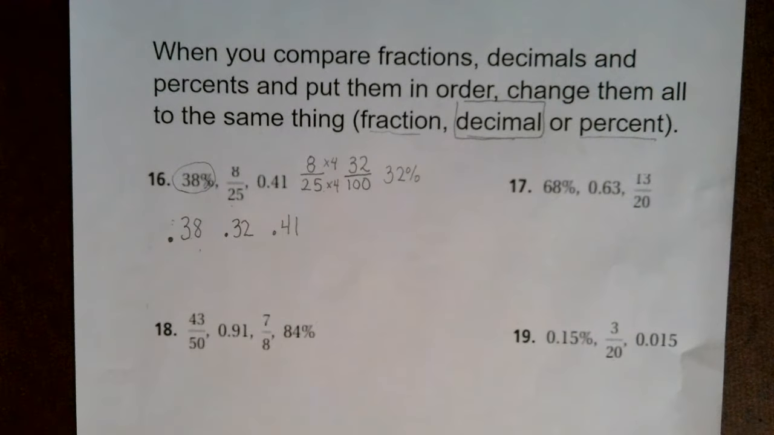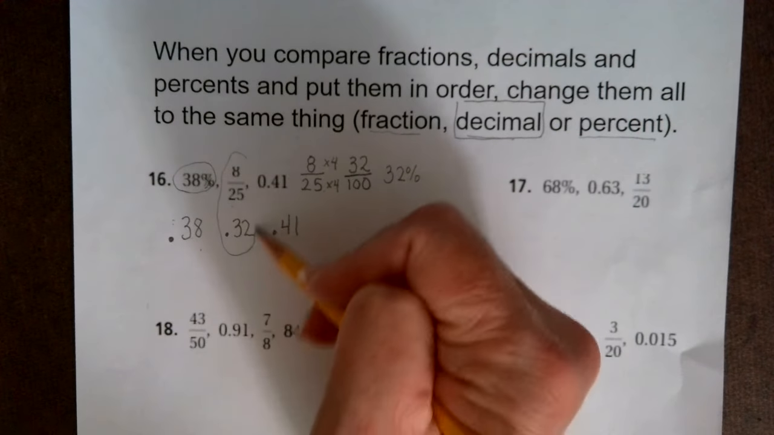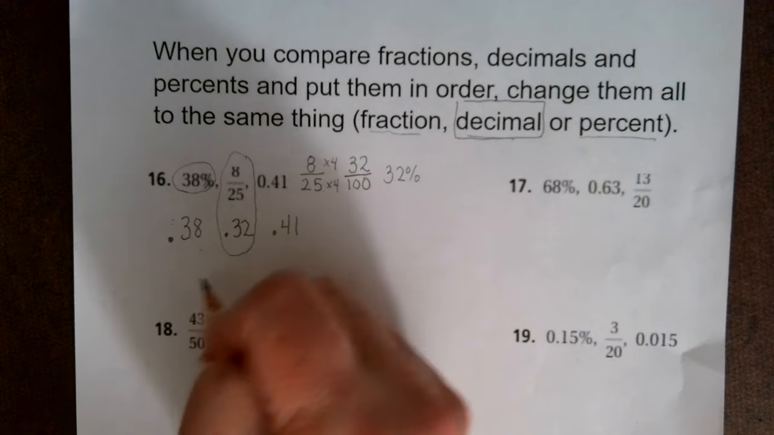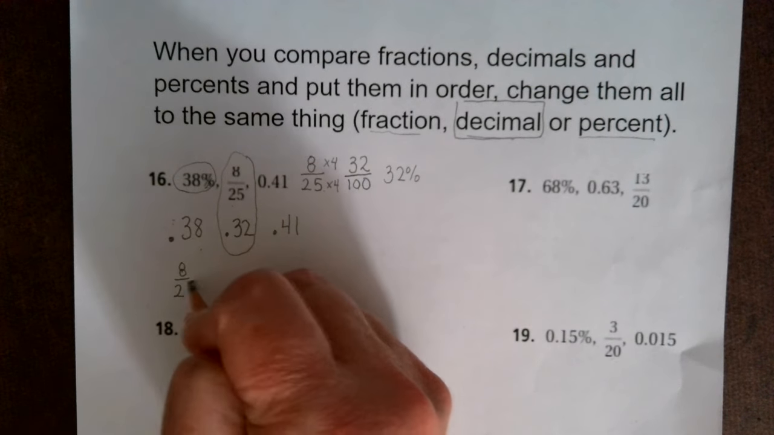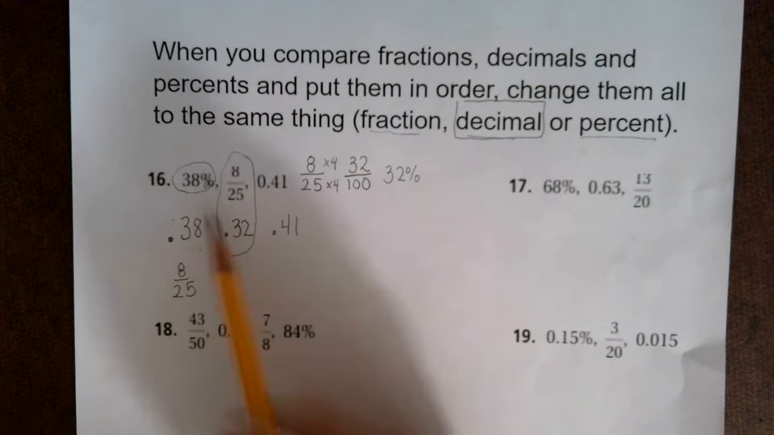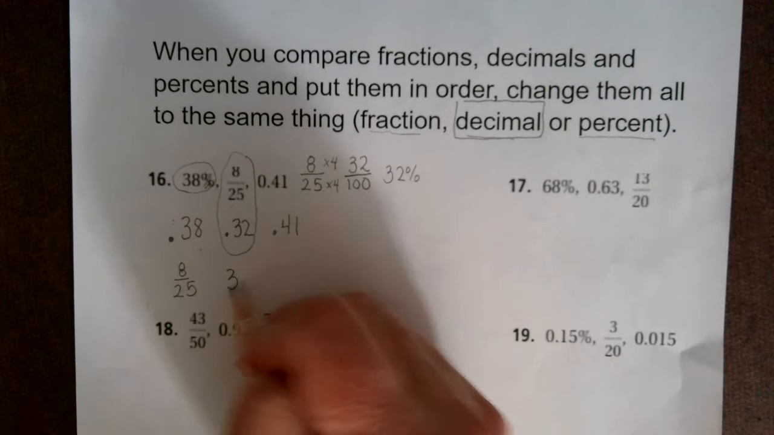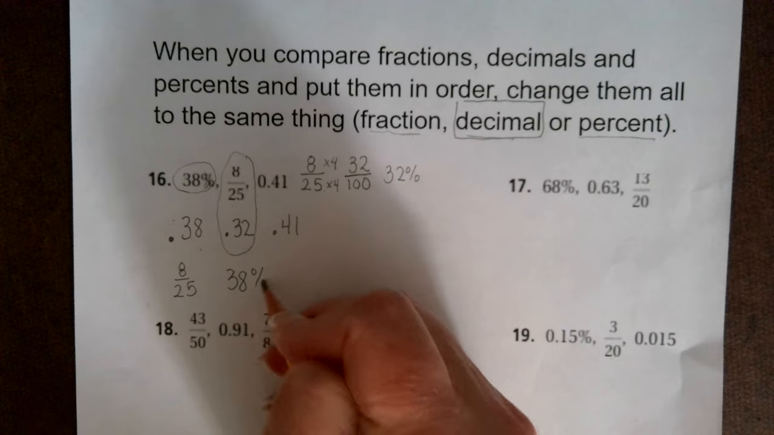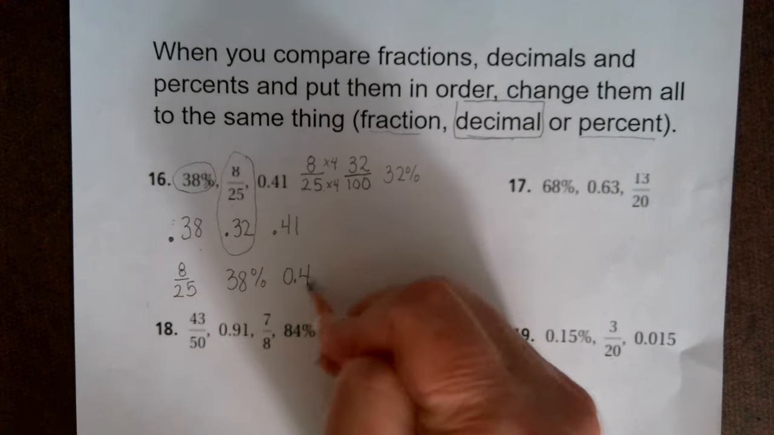And so we're going to put them in order from least to greatest. So 32 hundredths is the smallest amount, so that 8/25 would be first. And then 38% would be second. And then my 41 hundredths is going to be last.